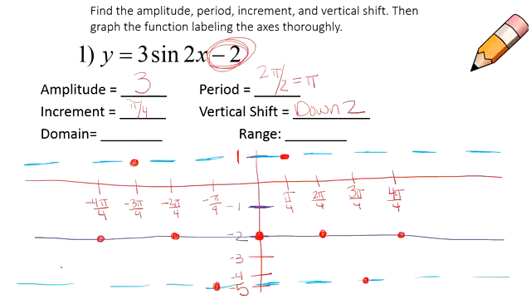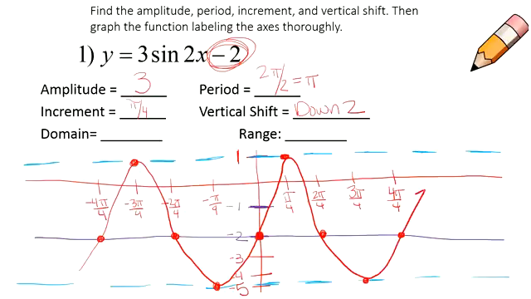So it looks like we're going to do something like this. Like that. So my domain, guys, is still -infinity to infinity, but your range is a little different. Notice we are bouncing between -5 and 1. So my range is from -5 to 1. So you're going to want to be kind of careful with that with your vertical shifting, because that does change your range a little bit.